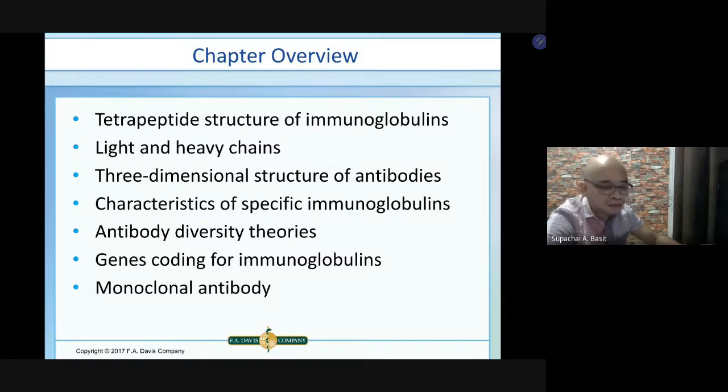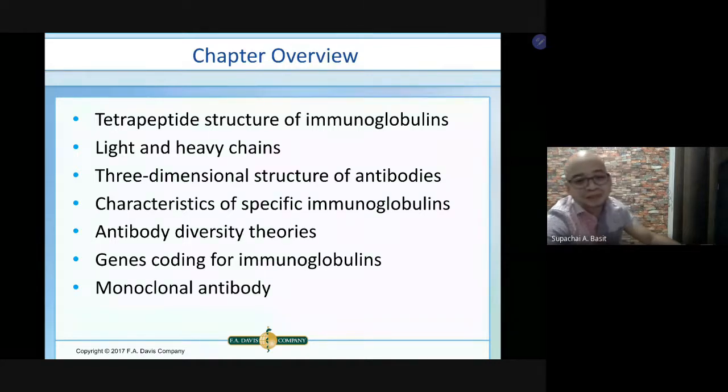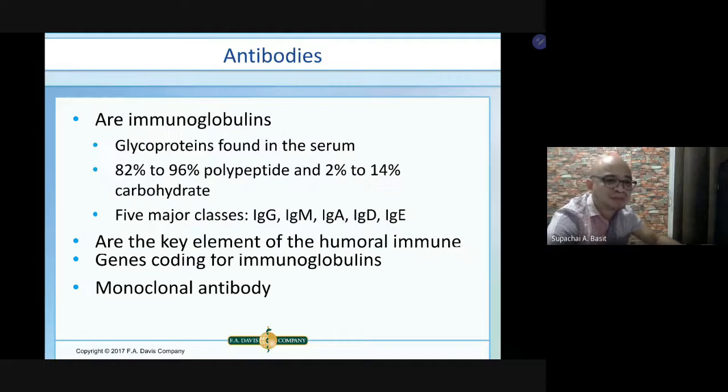So for our lesson outline, we will be discussing the tetrapeptide structure of immunoglobulins, the light and heavy chains, the three-dimensional structure of antibodies, and characteristics of the specific immunoglobulins. There are actually 5 of them. And the theories about antibody diversity, the genes coding for immunoglobulins, and of course, as an application for immunology and serology, we will also be discussing monoclonal antibodies. So this is the overview of our lessons for today.